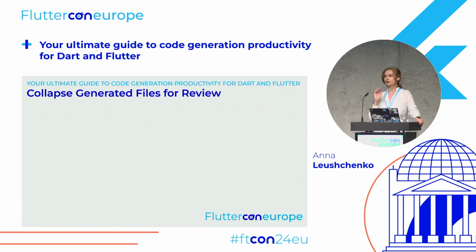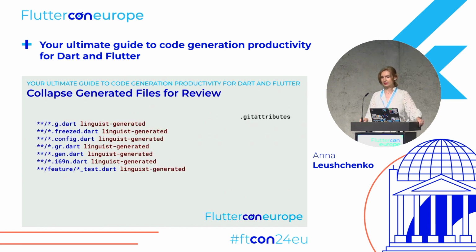Now, since generated files are added to Git, they have to be reviewed during PR review, right? But frankly, most of the time, you don't really need to check them. So they can be collapsed by default. For GitHub, this can be configured in the .gitattributes file. GitLab supports a similar configuration, but the syntax is slightly different. Here I listed all the file extensions that should be collapsed by default.